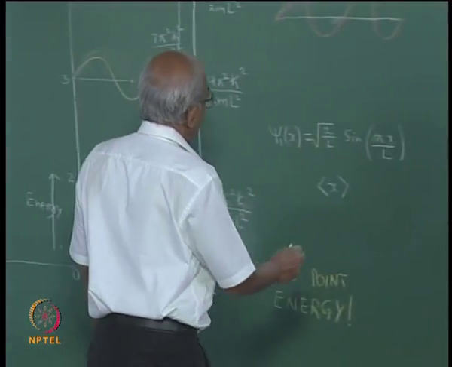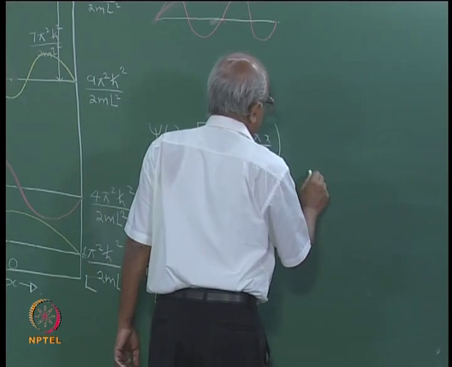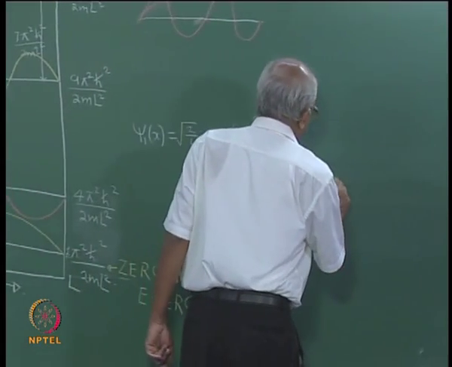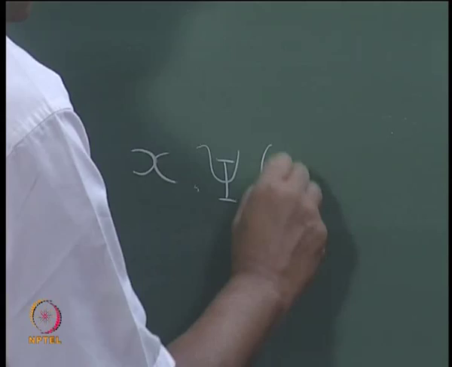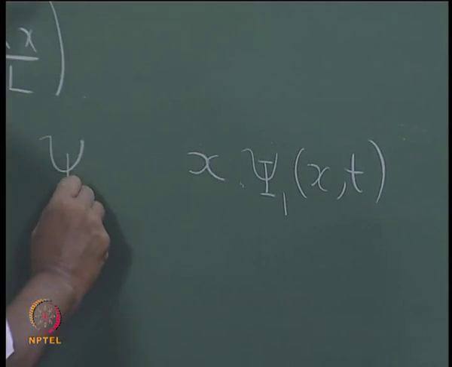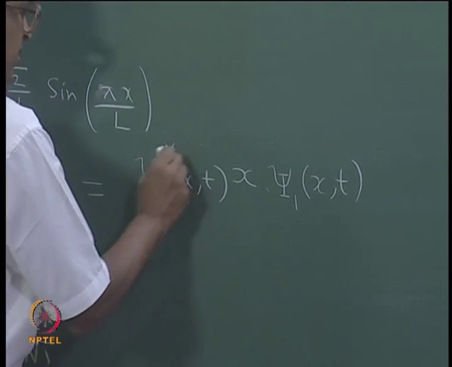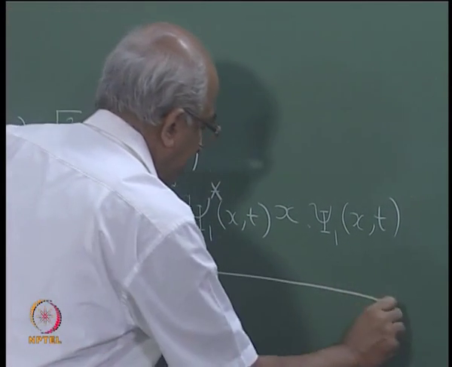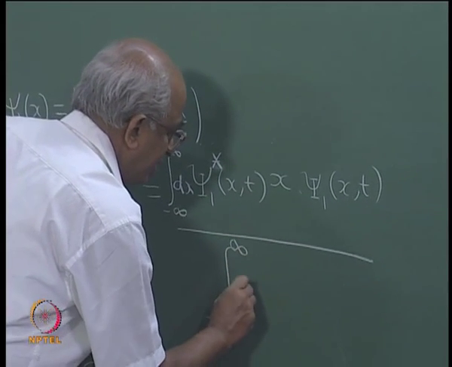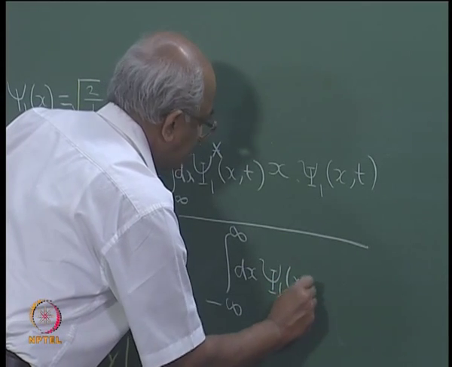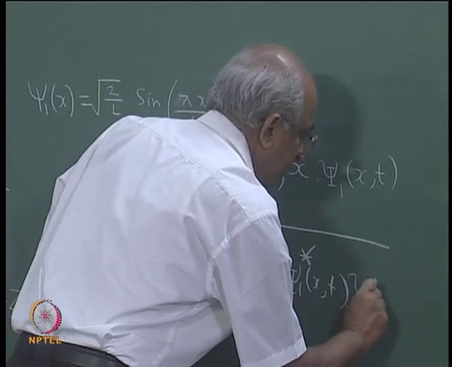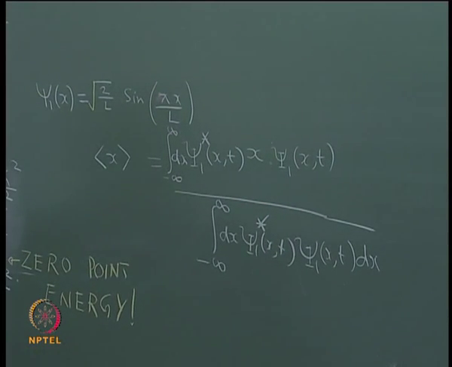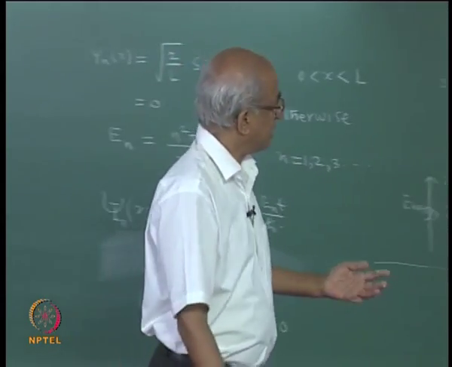How would I calculate that? Well, I would have to have the operator associated with position, which is just x itself. I will have to allow that to operate upon, in principle, psi 1 of x t, with psi 1 star of x t, and then multiplied by dx, integrate from minus infinity to plus infinity, and divide this by the integral from minus infinity to plus infinity of dx psi 1 star of x t psi 1 of x t dx.